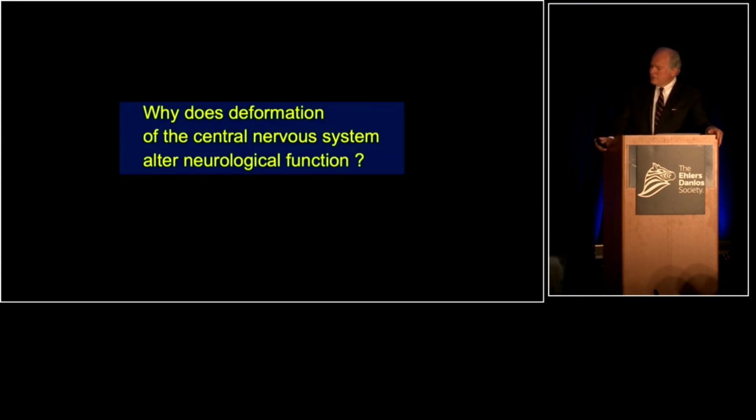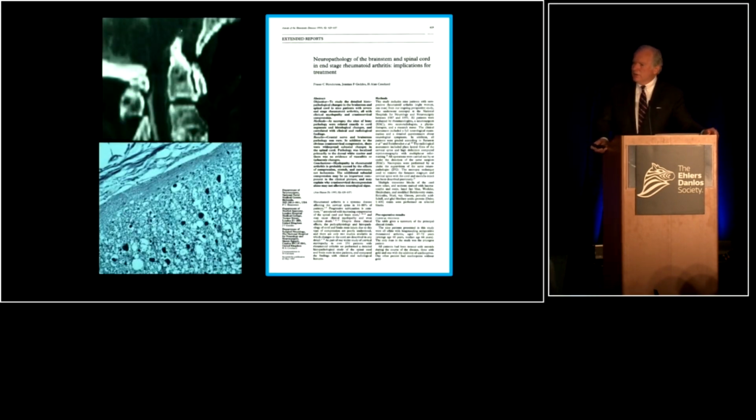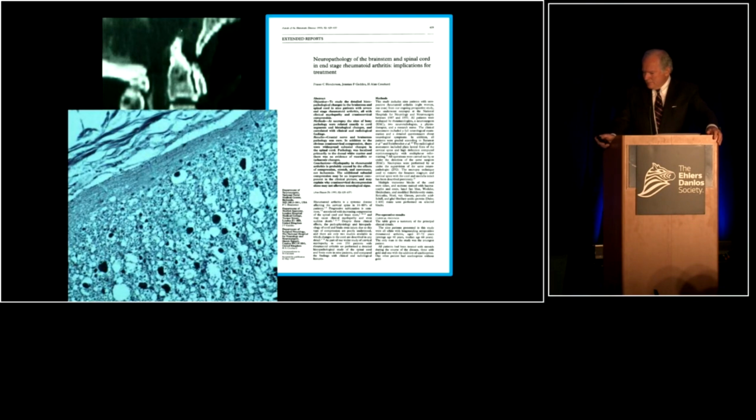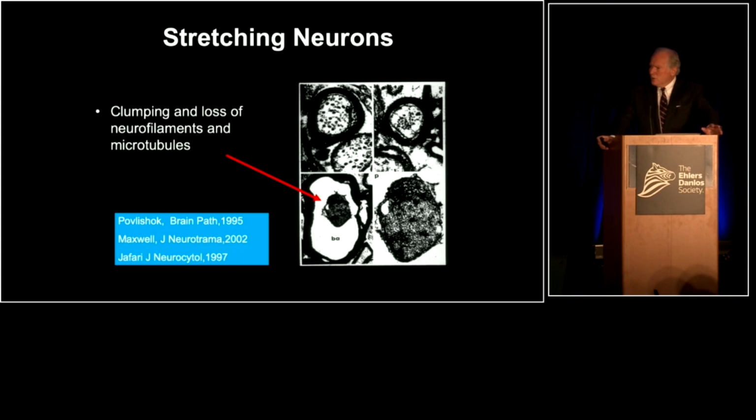So why would deformation of the central nervous system alter neurological function? And this is how I first got into this whole problem. When I was in London, England, doing a fellowship, I looked at 10 patients who had died of compression of the brainstem from rheumatoid arthritis. And the professor said, you'll find signs of ischemia. But what I did find was not ischemia, but these silver staining things here. And they are axon retraction balls, and they're the result of straining and stretching. That's a biomechanical problem. And no one believed me at the time.